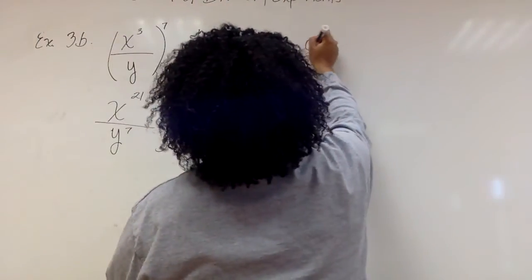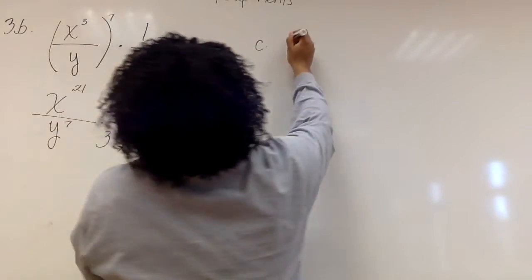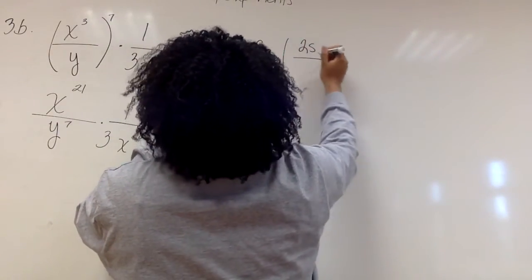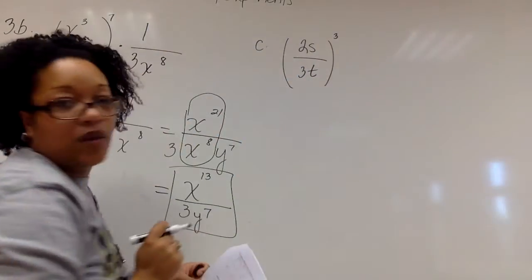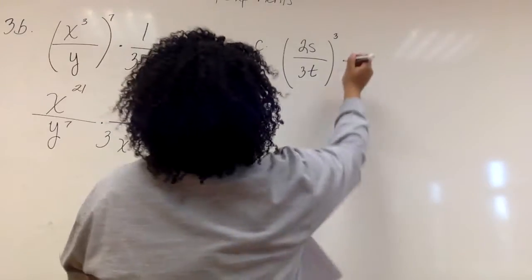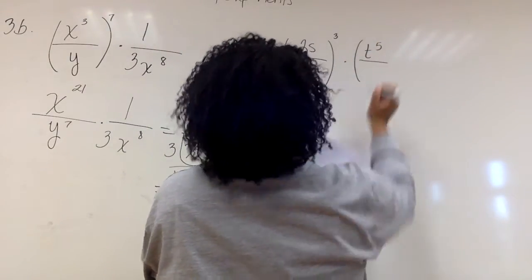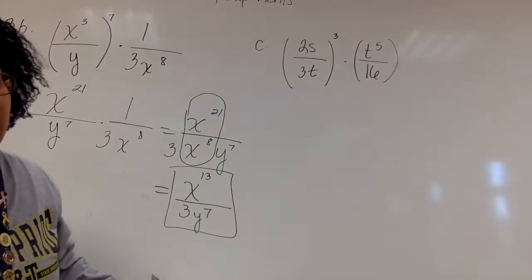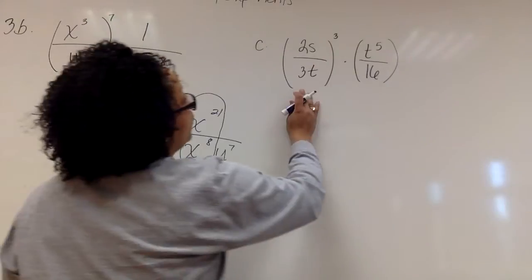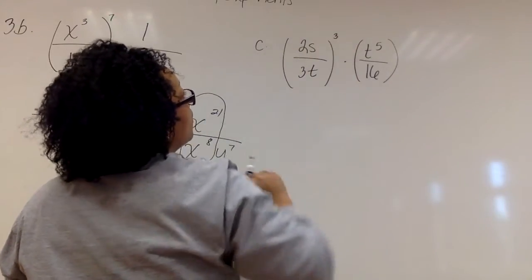Letter C. We have 2s divided by 3t, all raised to the 3rd power, times t to the 5th divided by 16. I put parentheses around the second one. I didn't have to, but I did anyway. First thing I've got to do is take care of this 3rd power. Everything in here is raised to the 3rd power.